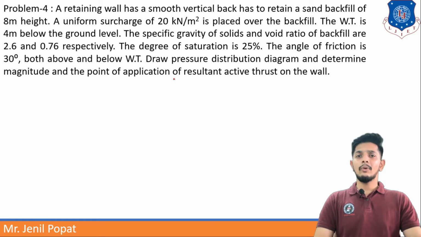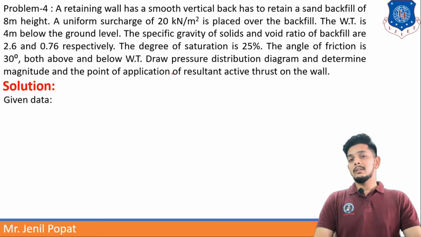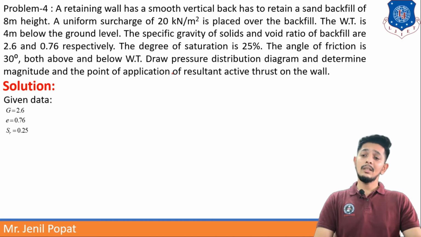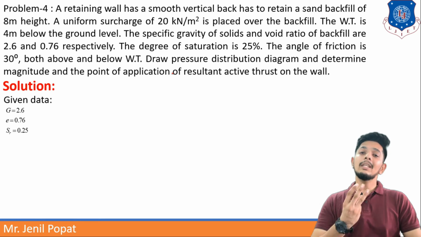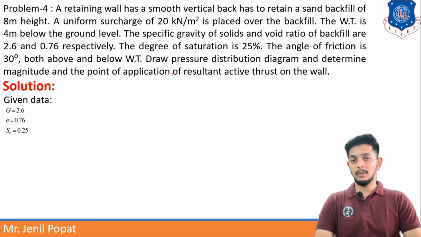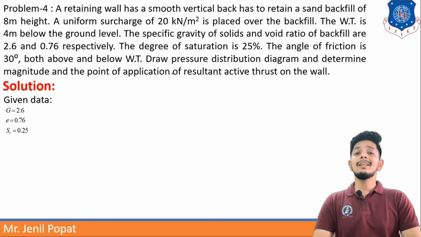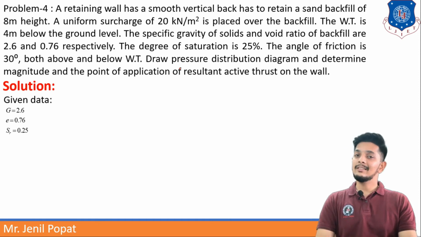So which we have found out in the previous problem, we have to do the same process, but the case is somewhat different. Let us understand through this. Here three things are given: G, e and Sr. G is specific gravity, e is void ratio and Sr is degree of saturation. So we have to remember chapter number 3, index properties of the soil. From that we can calculate unit weight. We have to find unit weight from these three values.